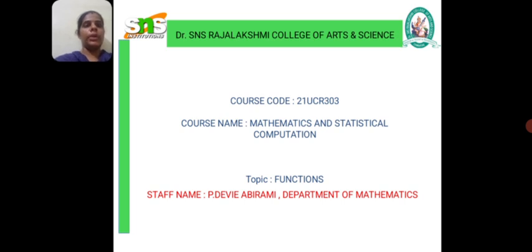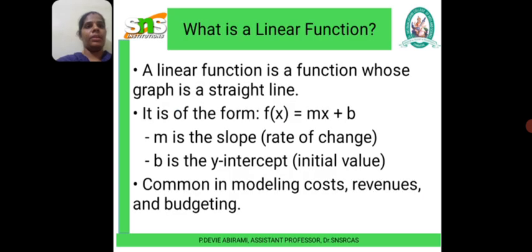In this, today we are going to see the basic definitions of functions. There are so many types of functions. My first type is the linear function. A linear function is nothing but the exact answer will be in the form of a straight line while we are plotting our x and y values. The general form is f of x is equal to mx plus b, where m is the slope of that graph, that is the rate of change, and b is the y-intercept, the initial value.